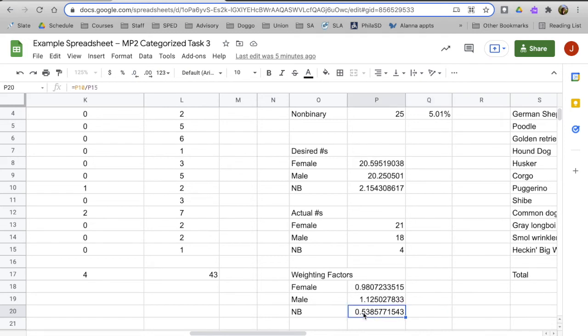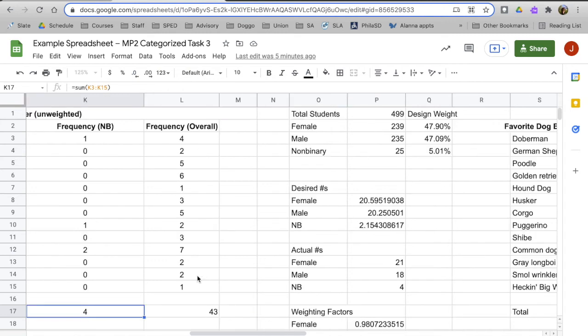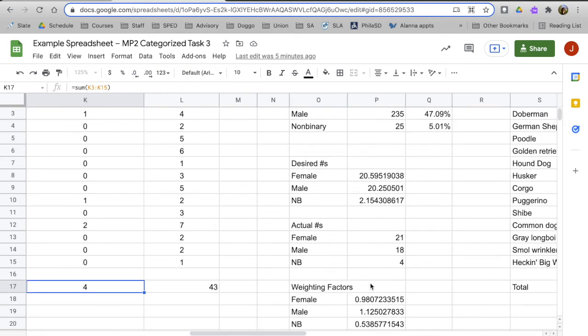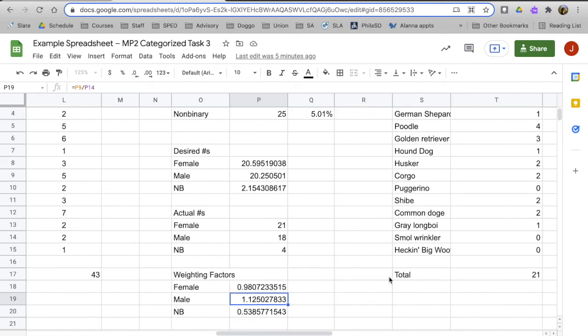In this case, even though this isn't below 0.5, the fact that we're weighting based on 4 responses is not great. It doesn't give us a lot of confidence in the weighted number. Now, the weighted numbers for female and male respondents we can be confident in, but when we write up a report of our findings for this survey, we're just going to note that we should take the weighting for non-binary respondents with a grain of salt.